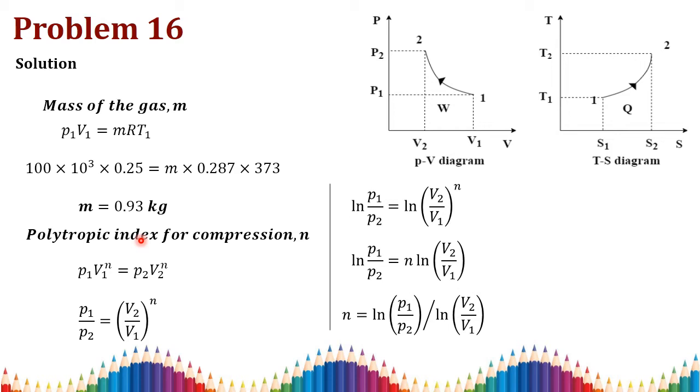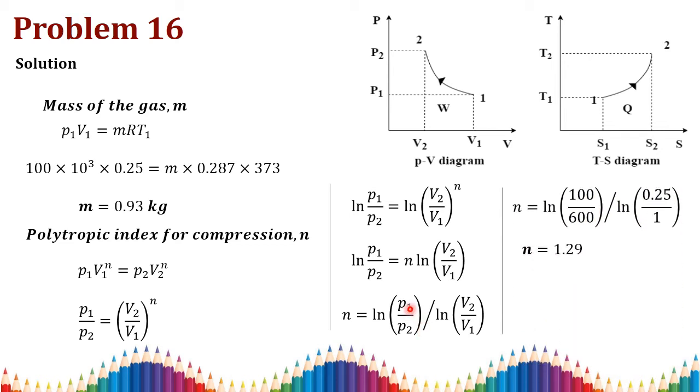With that mathematical rule, I can write ln of P1 by P2 is equal to N into ln of V2 by V1. We need to find N, so bring ln V2 by V1 to the left hand side. You will get N is equal to ln of P1 by P2 divided by ln of V2 by V1. Substituting all the values, we will get the polytropic index for compression N as 1.29.